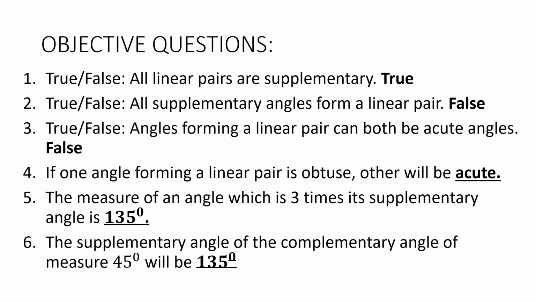The measure of an angle which is 3 times its supplementary angle is, check it out, the measure of an angle is 3 times its supplementary angle. So what will be that measure? It will be 135 degree. Sixth one, the supplementary angle of the complementary angle of measure 45 degree will be what? So first of all, complementary angle of 45 degree means it will be 45 degree. And the supplementary angle of 45 degree would be 180 degree minus 45 degree. So that will be 135 degree.